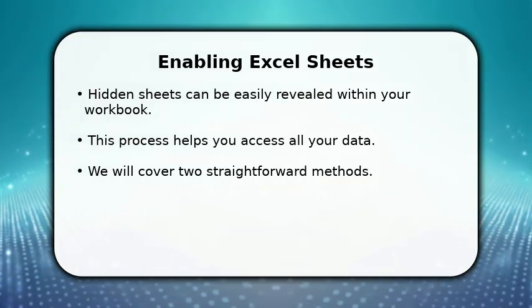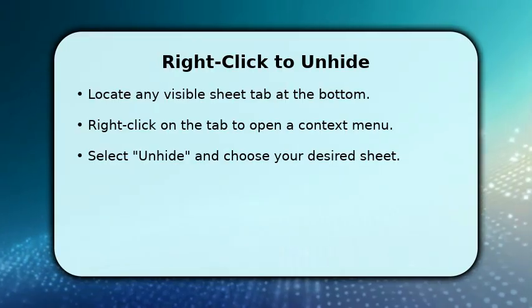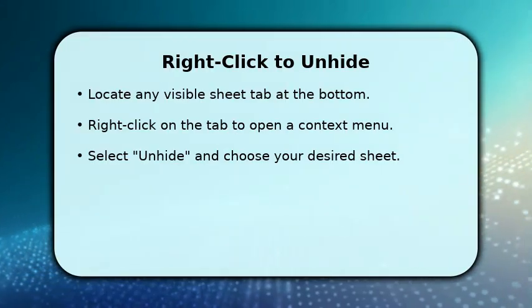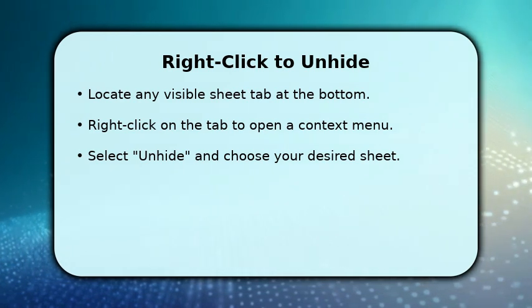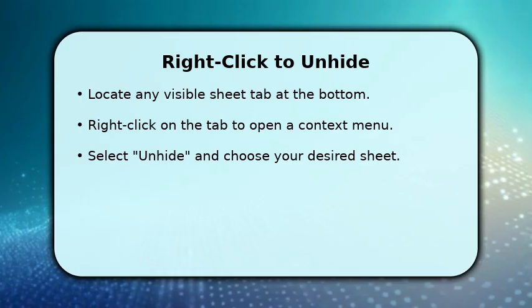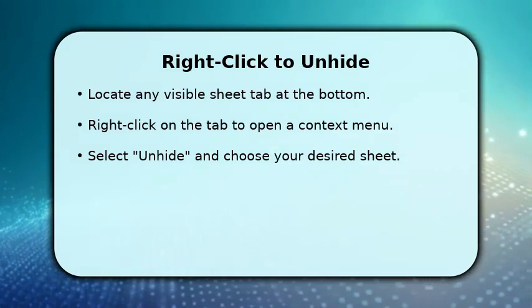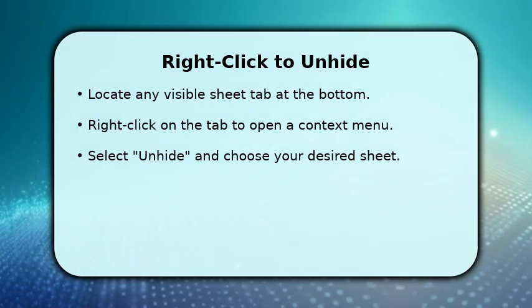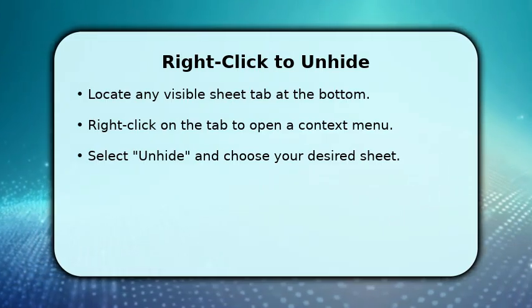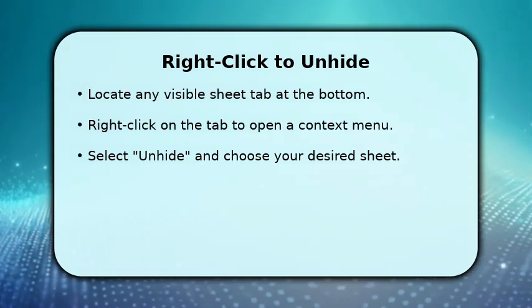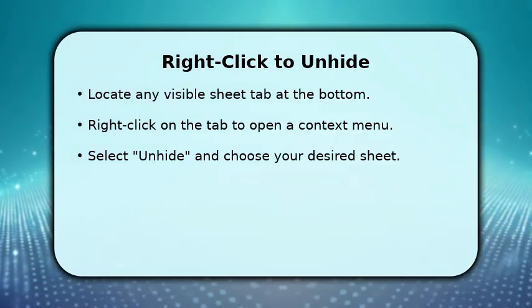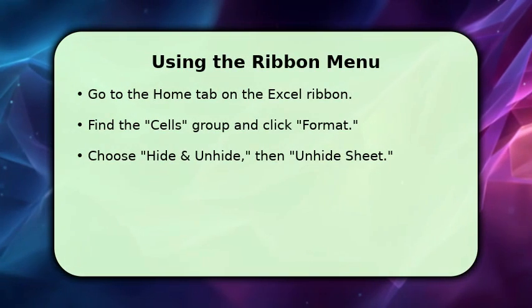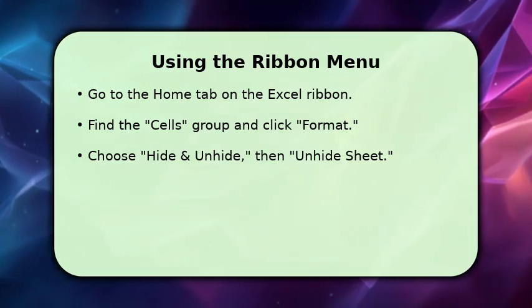Let's get started. Our first easy method involves a simple right-click. Navigate to the bottom of your Excel window where the Sheet tabs are located. Right-click on any visible sheet tab and a menu will appear. From this menu, select the Unhide option. A small dialog box will then show a list of all hidden sheets. Simply select the sheet you wish to reveal and click OK. It's that straightforward.